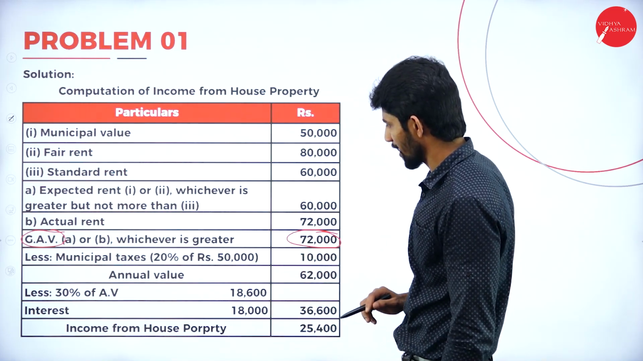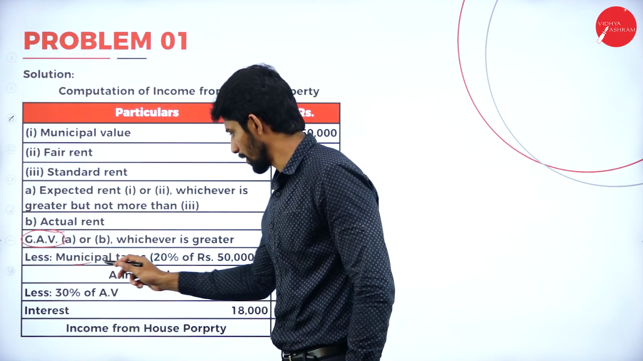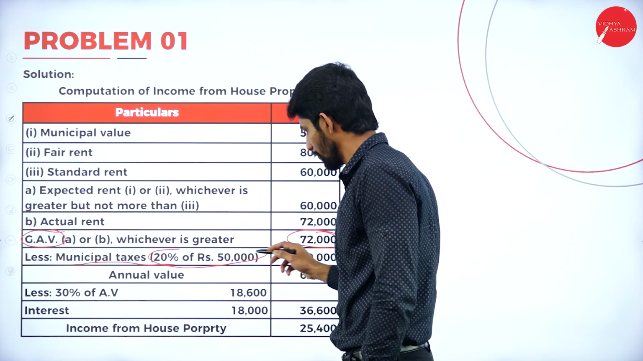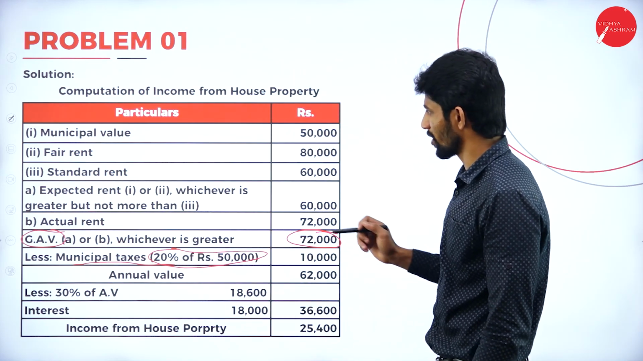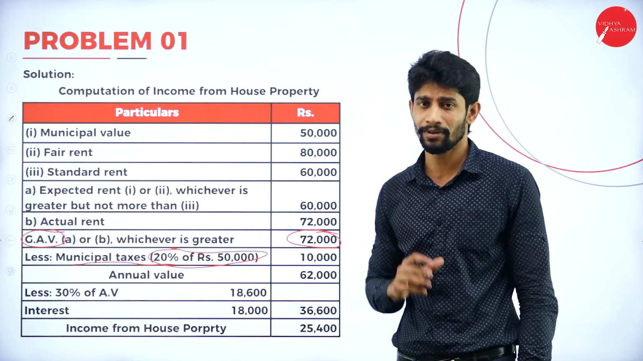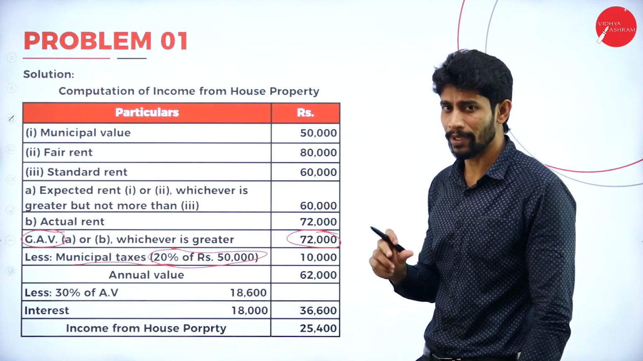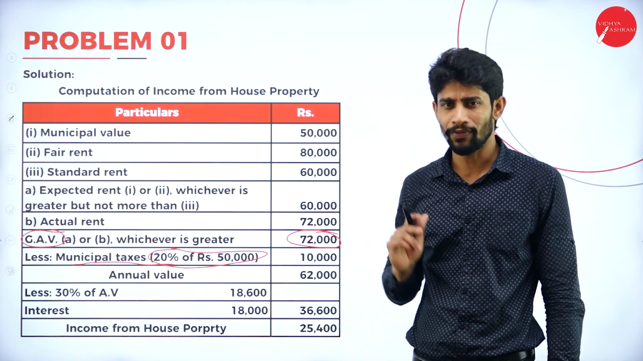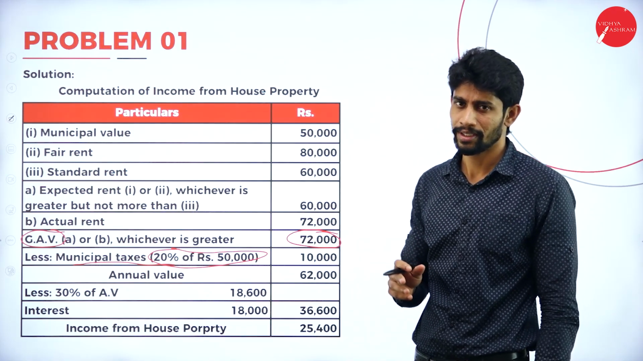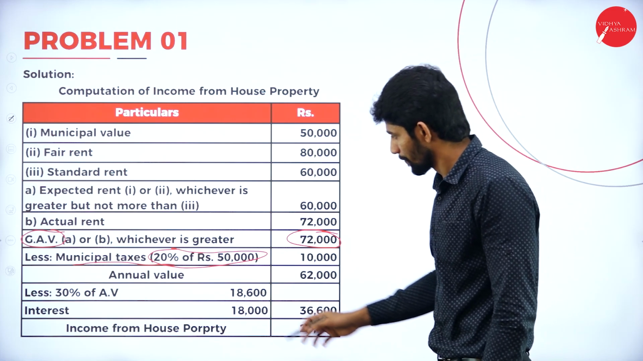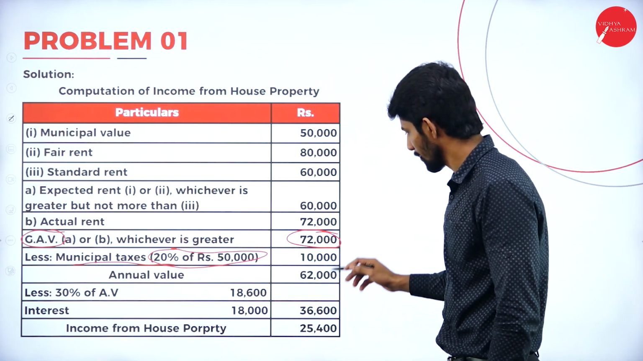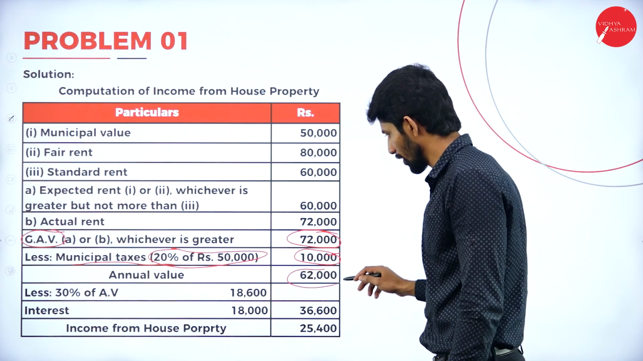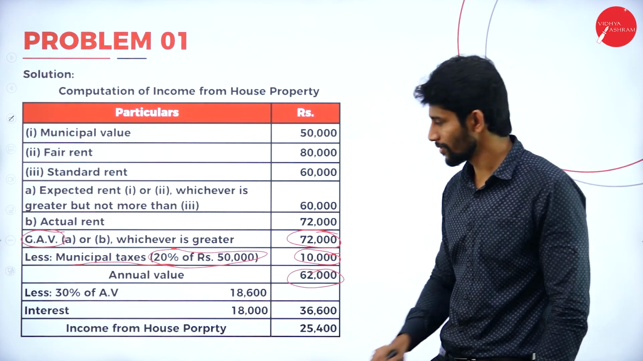So from gross annual value, less municipal tax, 20% of 50,000. What is this 50,000? That is municipal value. On municipal value we are paying 20%. So deduct 20%. Sometimes he will only give the value, municipal tax 3,000, 10,000. Sometimes he will give a percentage. So 20% on 50,000 you will get 10,000. Deduct 10,000, you will get a balance of 62,000. This 62,000 is called what?